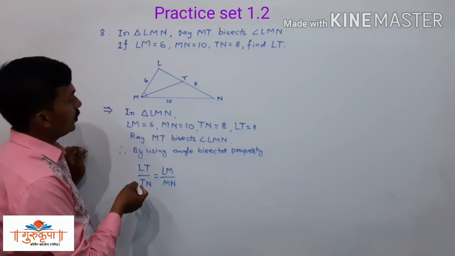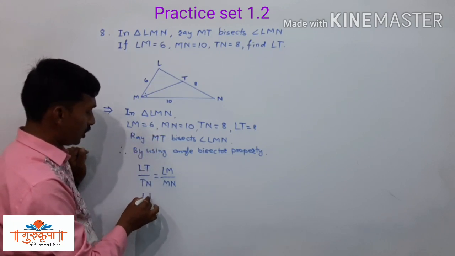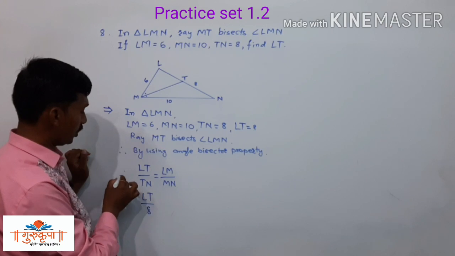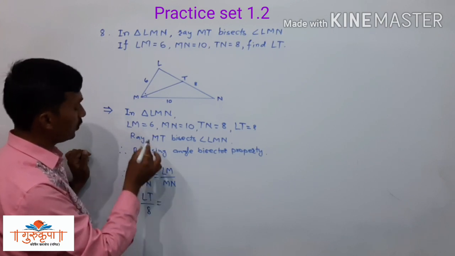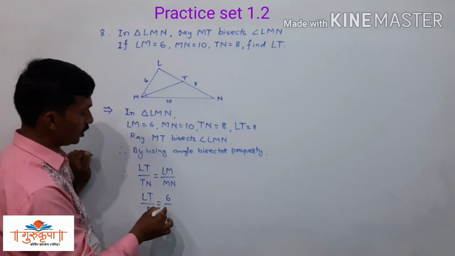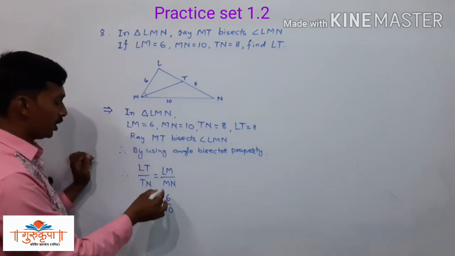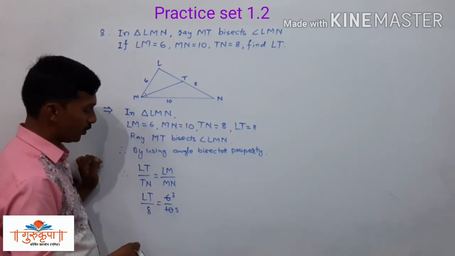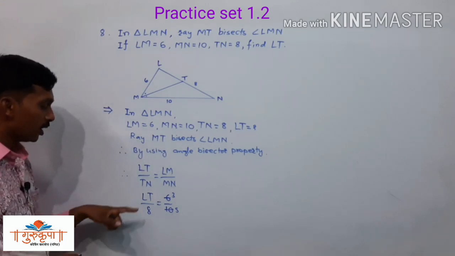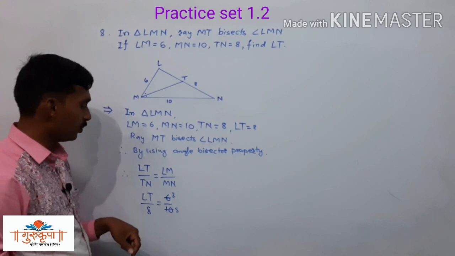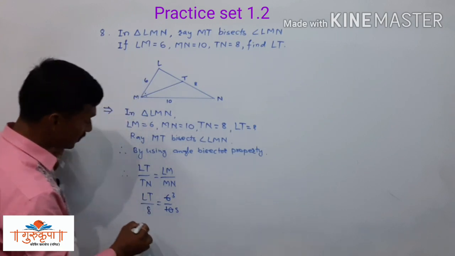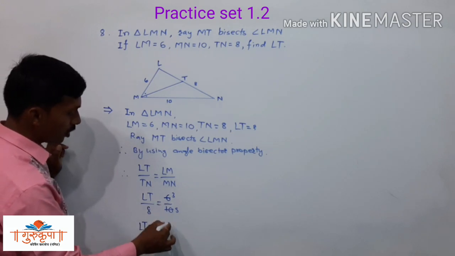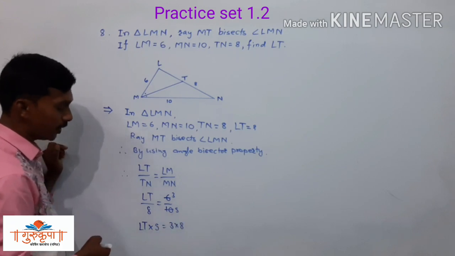Now put the values which we have available. LT we have to find, so we will put it as it is. TN is given, that is 8. It is equal to LM is given 6 upon MN is given 10. Now we can divide both the numerator and denominator by 2. 2 3s are 6, 2 5s are 10. Now take the cross multiplication to find LT. That is LT multiplied by 5 is equal to 3 multiplied by 8. Directly you can write 24 also.